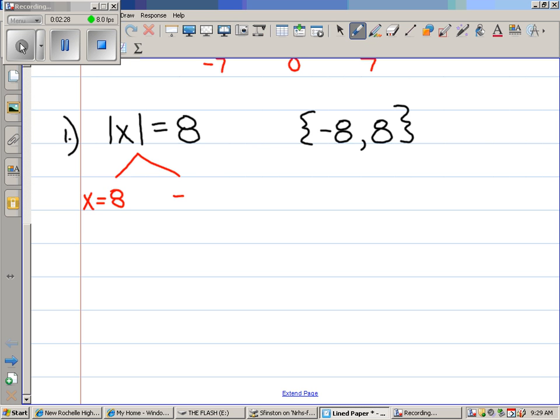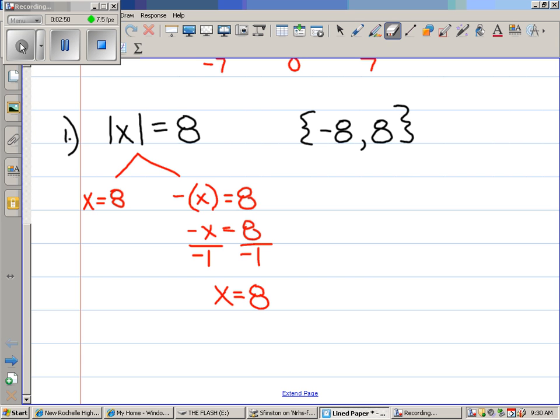But then you also have to consider what happens when the stuff inside were negative, because anything coming outside of the absolute value, once we release those brackets, becomes positive. And so here's another possible solution. Negative x equals 8. We're going to divide both sides by negative 1. This is the really long way of doing it.